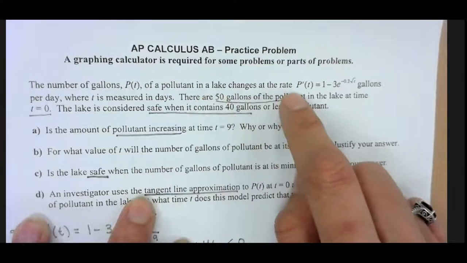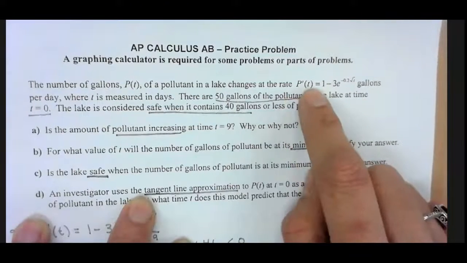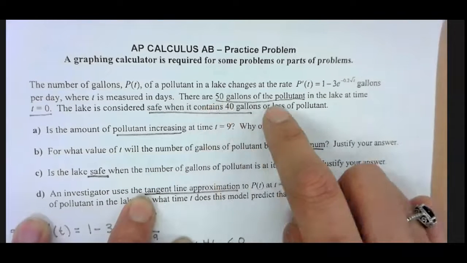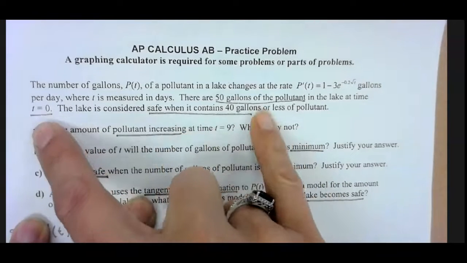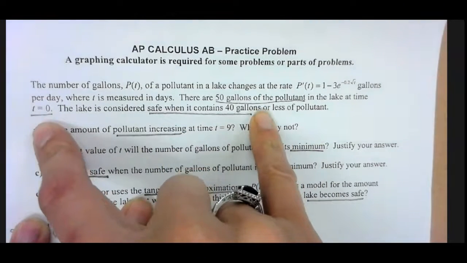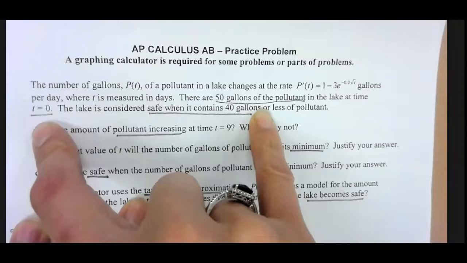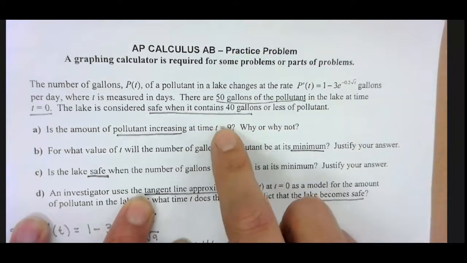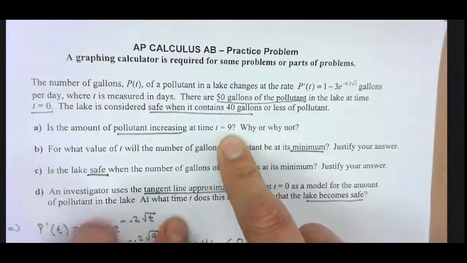And then it says that the rate, or the derivative, of gallons per day is given by this, where T is measured in days. There are 50 gallons of pollutant in the lake at T equals 0. That is your initial condition. So this is an IVP problem, where it's P of 0 plus the integral from 0 to whatever in that part of the question, which is probably not till down here.